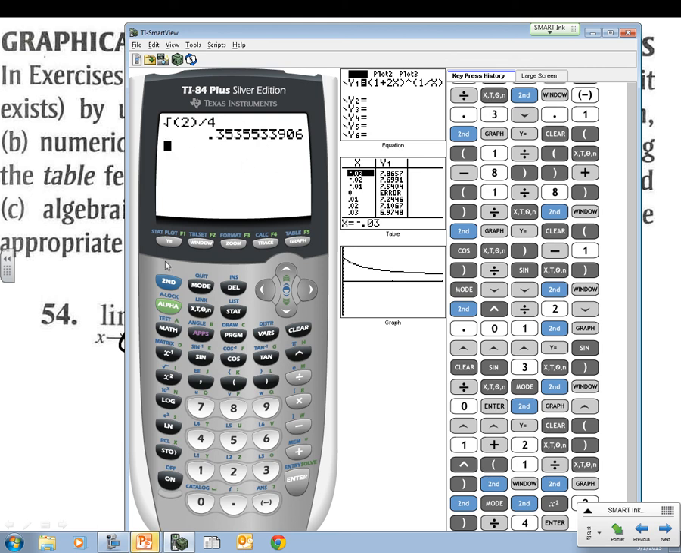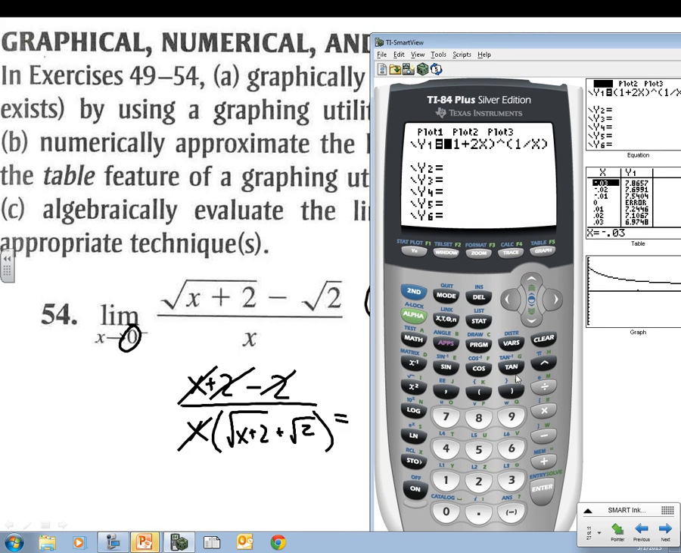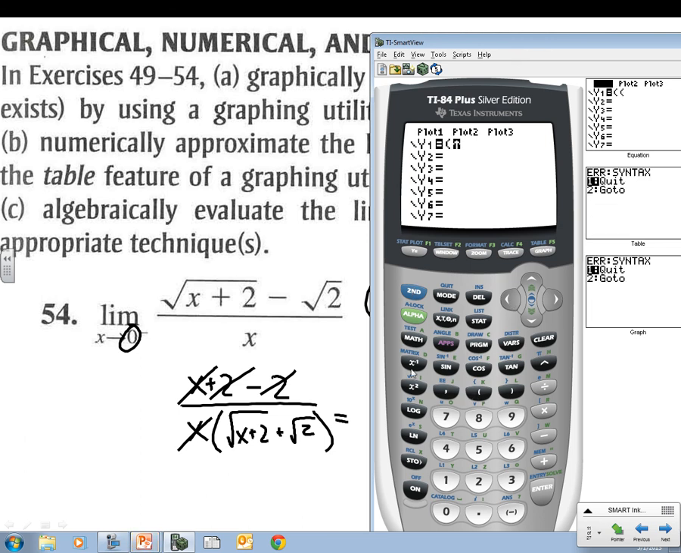So let's remember that number, and let's plug this into our y1. Clear this off. All right, again, 2 parentheses. 1 for the numerator and 1 for the first square root, which comes with a parenthesis, so x plus 2 minus root 2. Close your parentheses. We're done with the numerator, all divided by x.